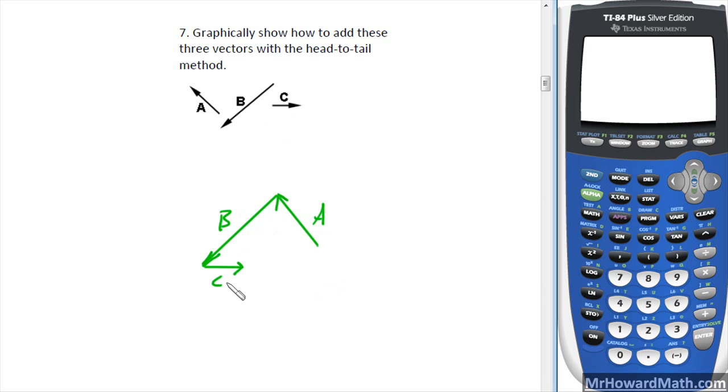So back like that. And then our resultant vector, when we add those, goes from the tail of the first to the head of the last. So there is our resultant vector right there. So that answers number 7. We'll stop this first video here, and in video 2 we'll pick up with problem 8 on your review.